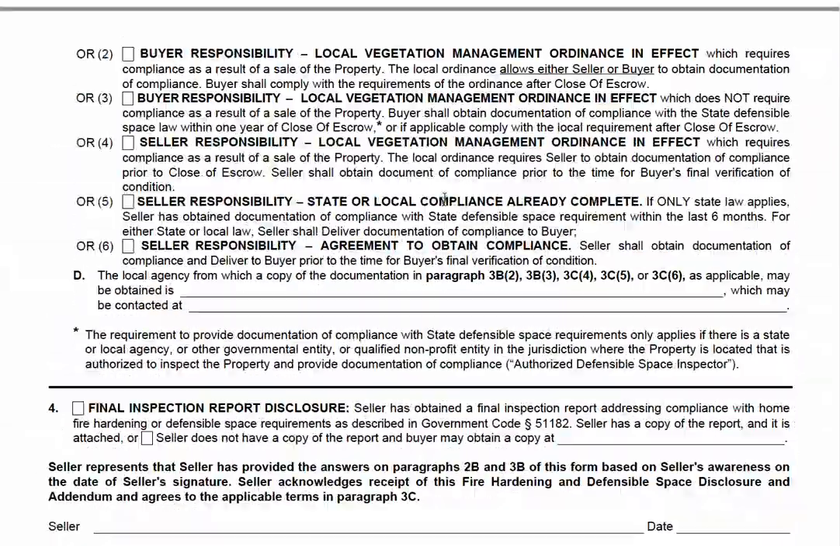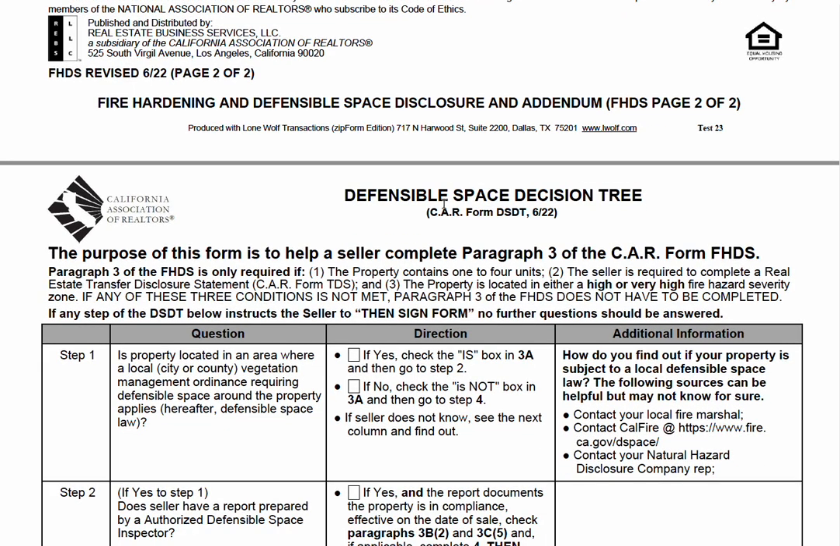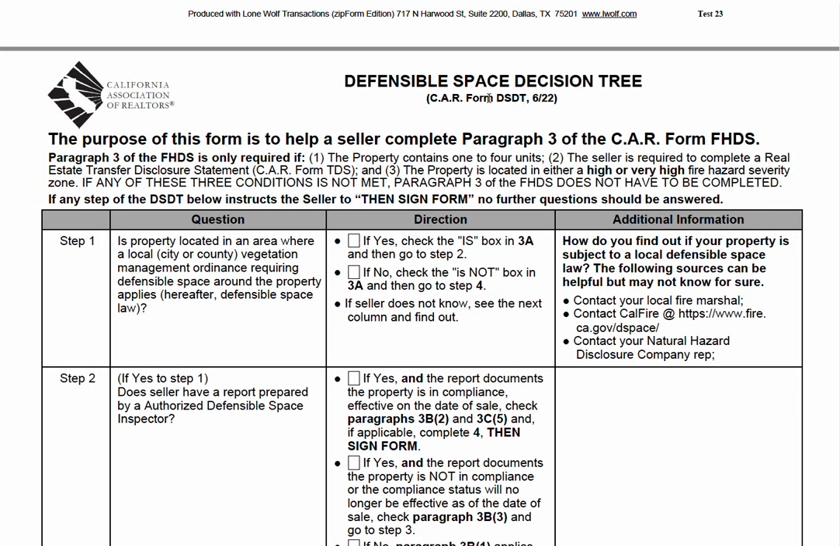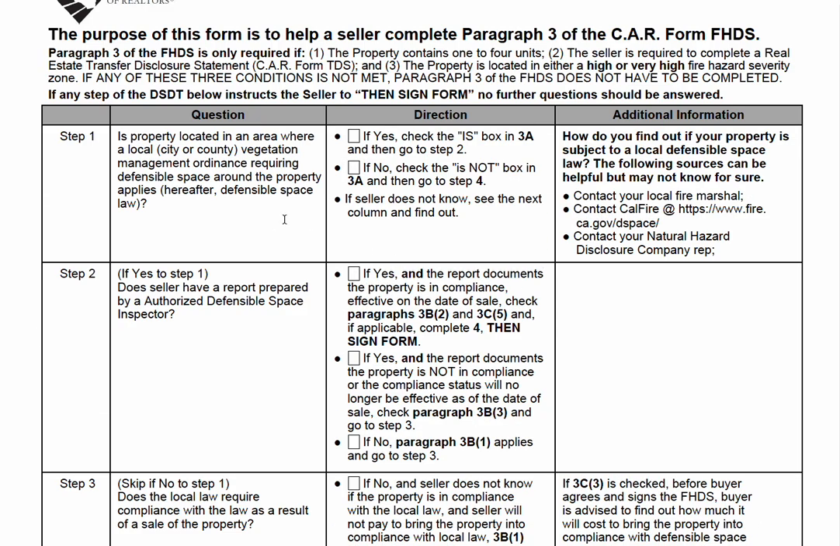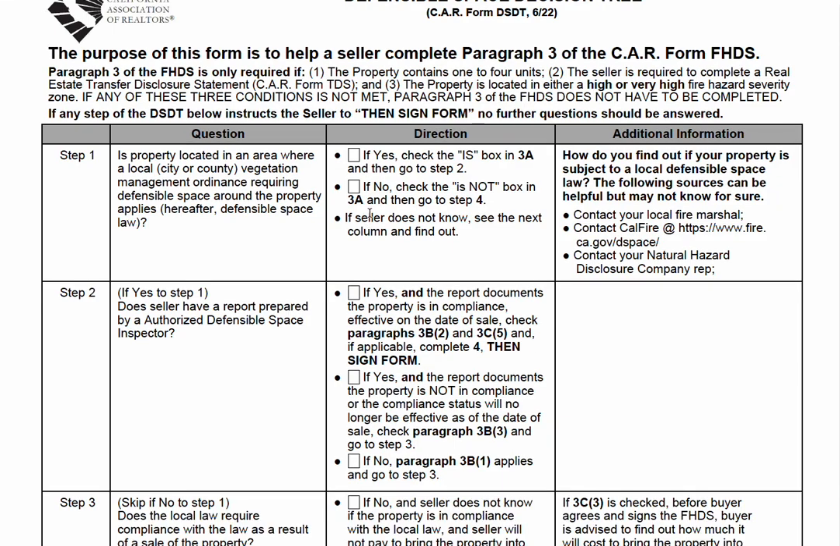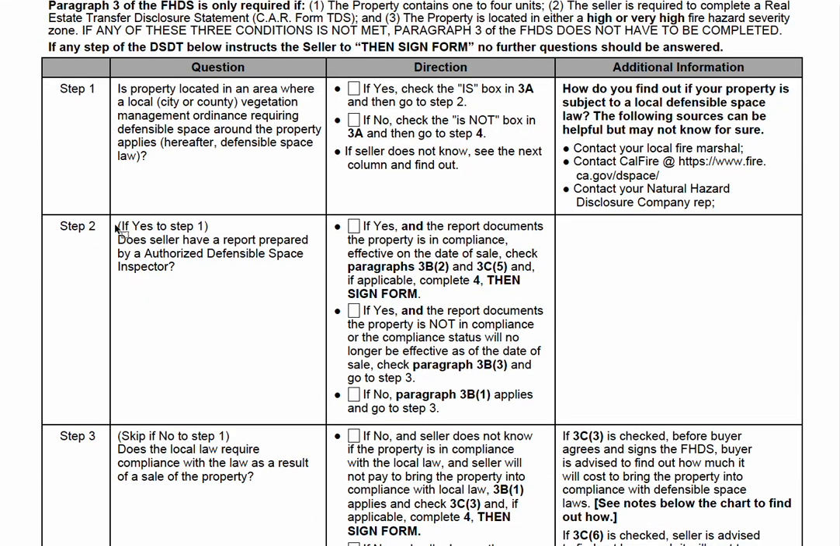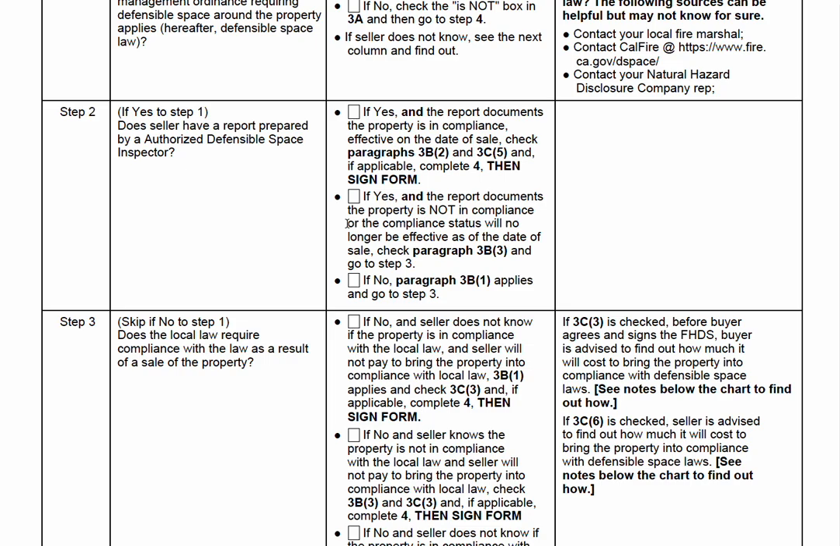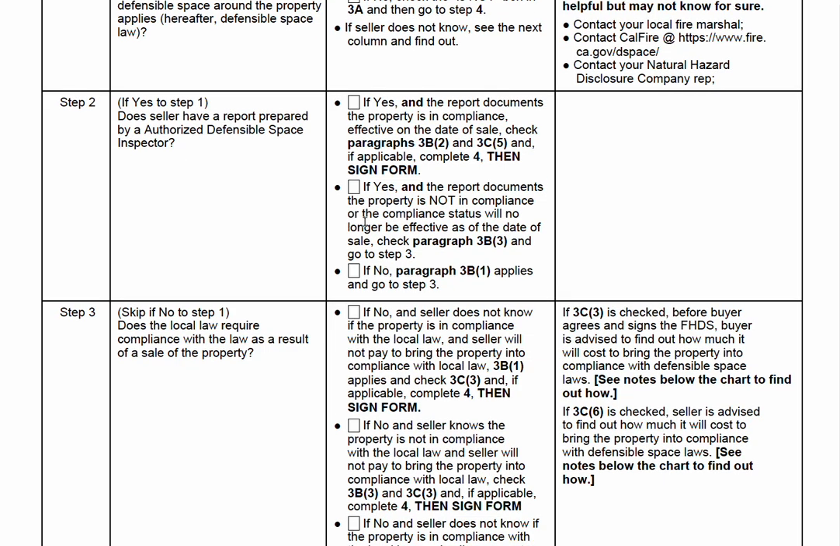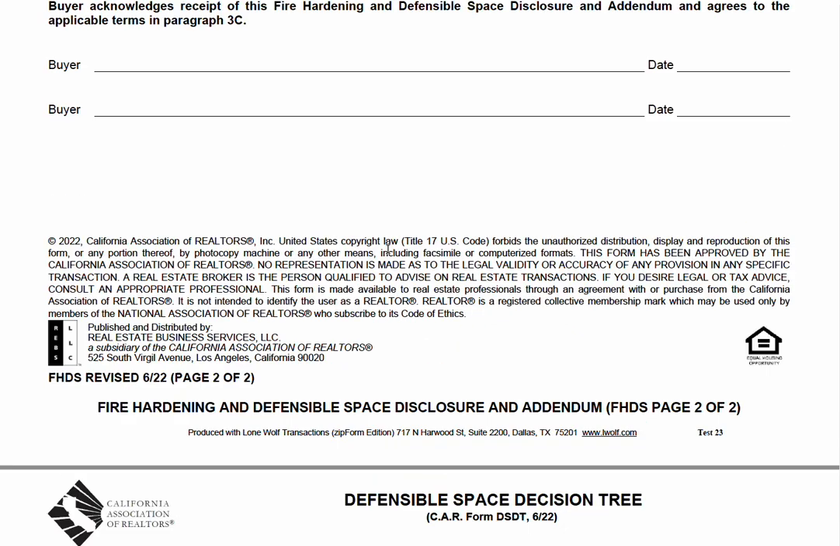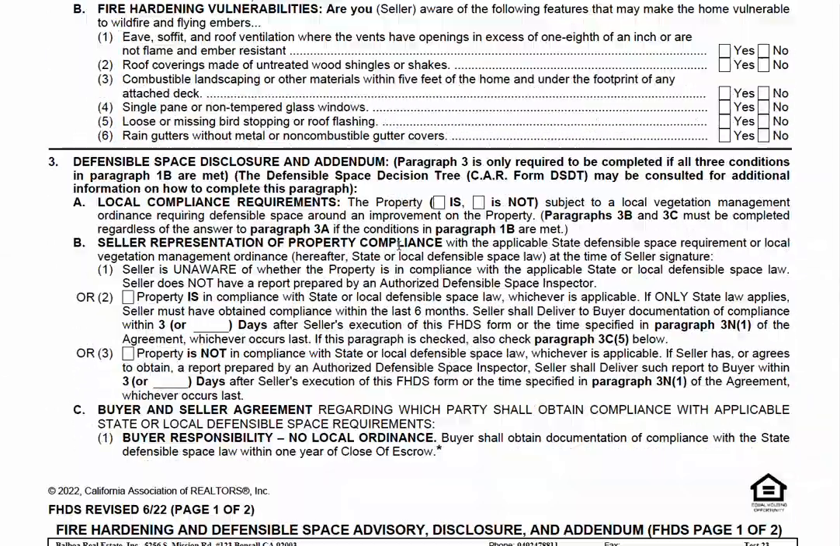Then you scroll down here, and after the 2-page form, there's actually a defensible space decision tree, which is effectively a flowchart or infographic in text form to help a seller complete paragraph 3 of this FHDS form because it's so confusing. It gives step-by-step instructions, but this in itself is quite confusing. I mean, it is helpful, I guess. If you stick this form in front of a seller, they're going to get overwhelmed, period.